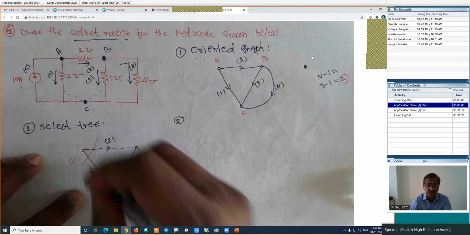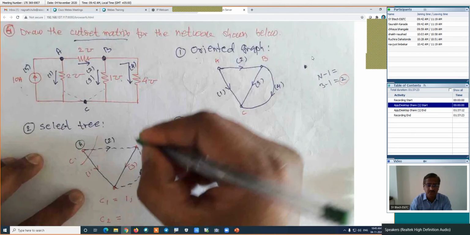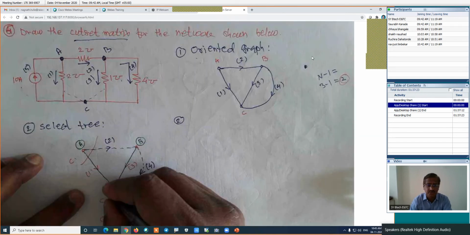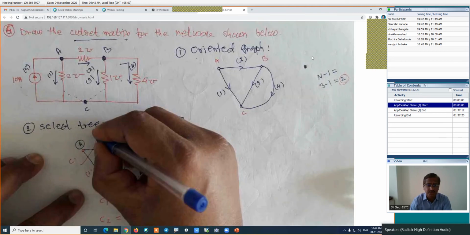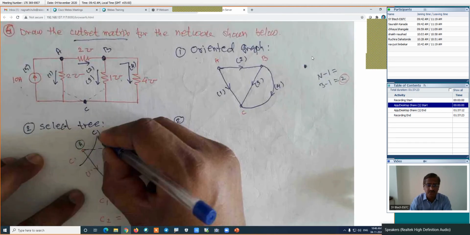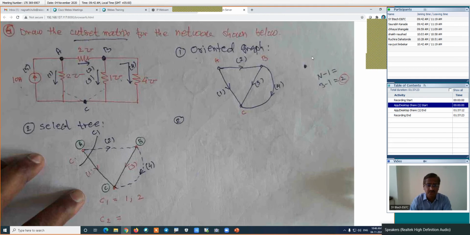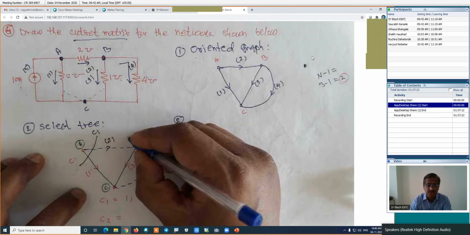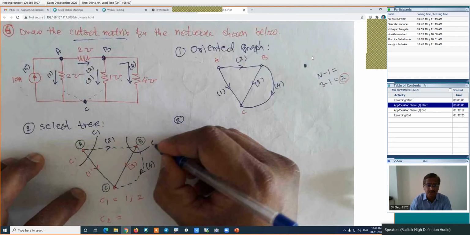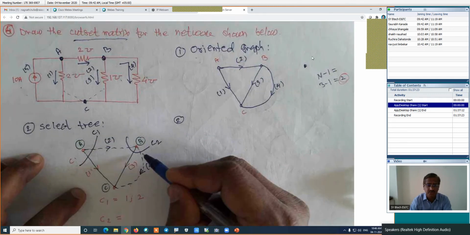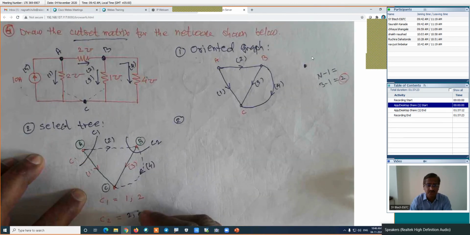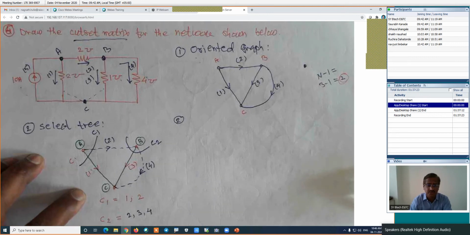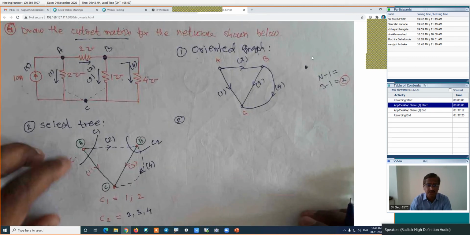Otherwise, I will give names to the nodes. Here it is node A, this is node B, and this is node C. Are you getting me? Cut set number 1 is here. This is C1. How is cut set number 2? I will not take the cut set here. This will be cut set number 2, C2. Because its removal will divide the given graph into 2 parts, and this set consists of only 1 tree branch. That's why branch number 2, branch number 3, and branch number 4 is another cut set. That is C2.